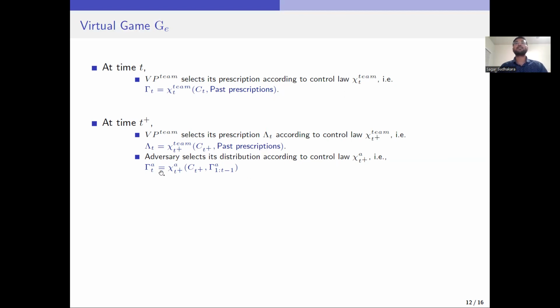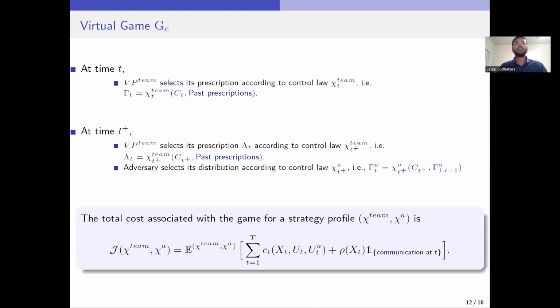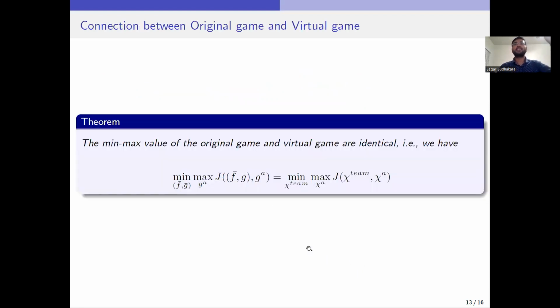And the adversary obtains its prescription. The adversary selects its distribution according to the control law chi A T plus, which is applied on CT plus comma all its past prescriptions gamma A 1 to T. So now the total cost associated with the strategy profile chi team and chi A is given by this J of chi team comma chi A, wherein the cost functions remain the same. So now the important theorem which connects the original game to the virtual game is that the min-max values of the original game and virtual game are identical. That is, we have the same min-max of J equal to the min-max over these chi team comma chi A strategies.